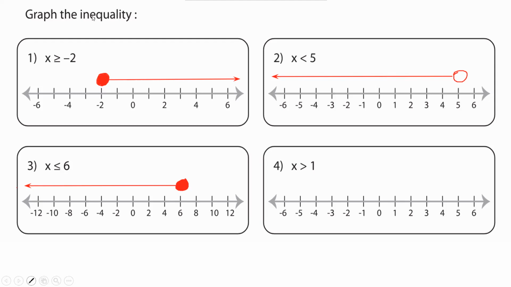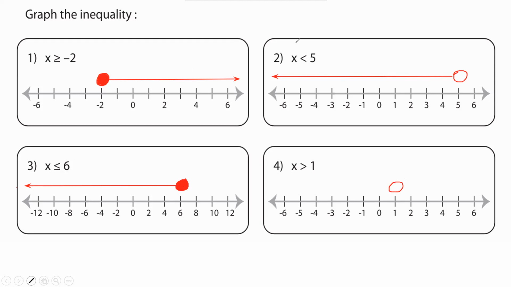All right, now for the last one. The last one we have is x is greater than 1. X is strictly greater than 1. And so for x is strictly greater than 1, we're gonna circle above which number? The 1. Very good. So we're gonna put a circle above the 1. Shaded or unshaded? Unshaded. Very good.